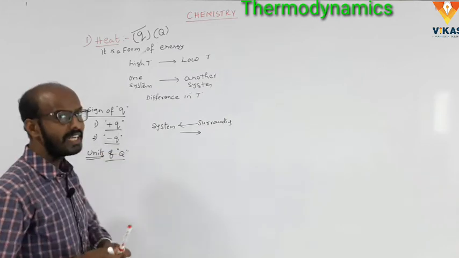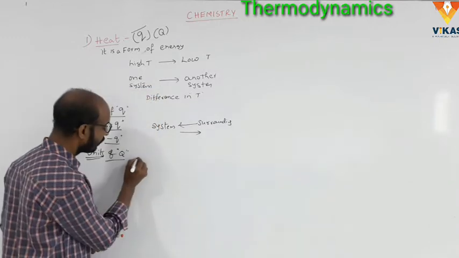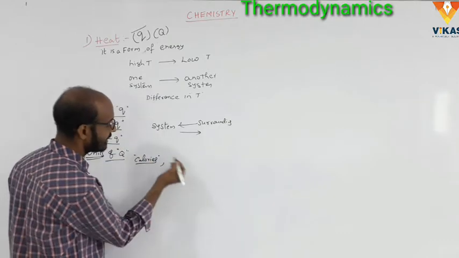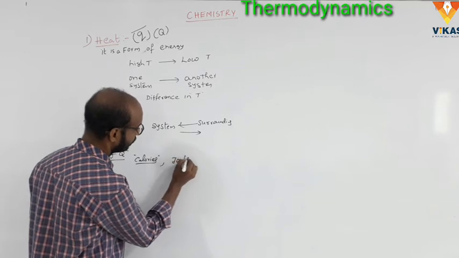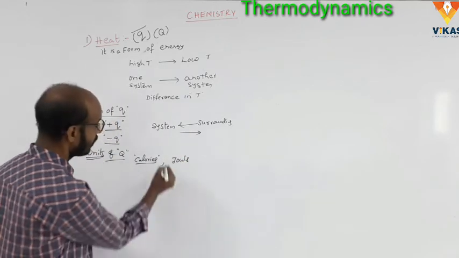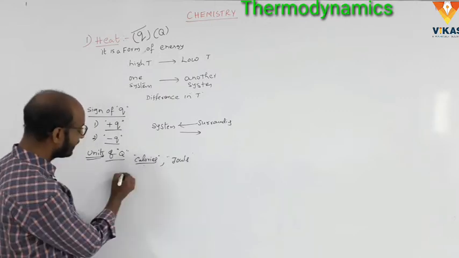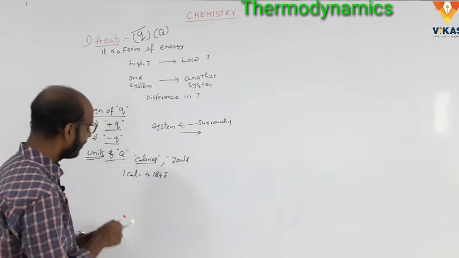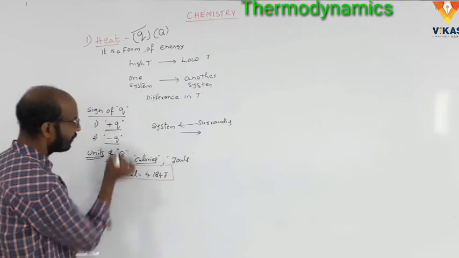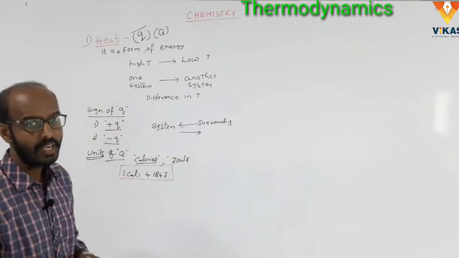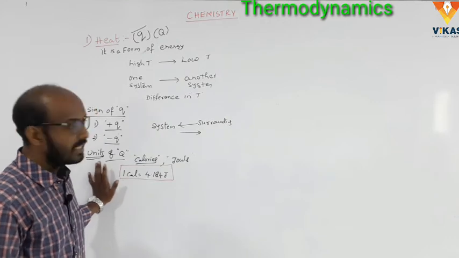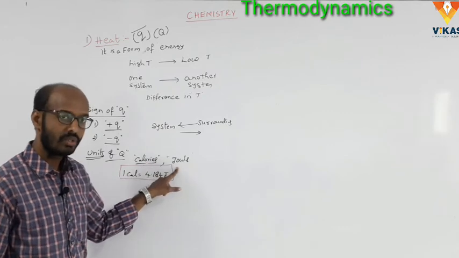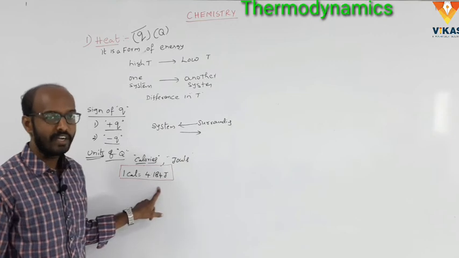Units of Q. Generally, the heat Q is measured in terms of calories, but expressed in terms of joules. We write 1 calorie is equal to 4.184 joules. Clear?